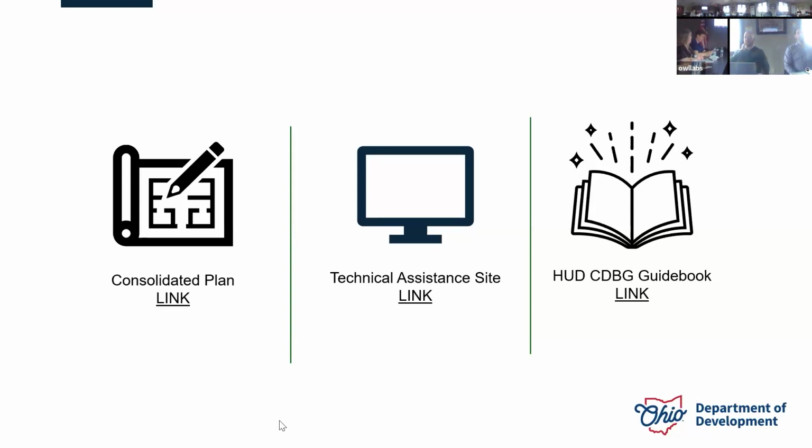That's available on development's main website. It will say draft PY 2024 plan. Draft only means that we sent that to HUD. We're waiting on them to approve it and say, okay, go on, which I don't think will be an issue. The middle link, that's our technical assistance site.